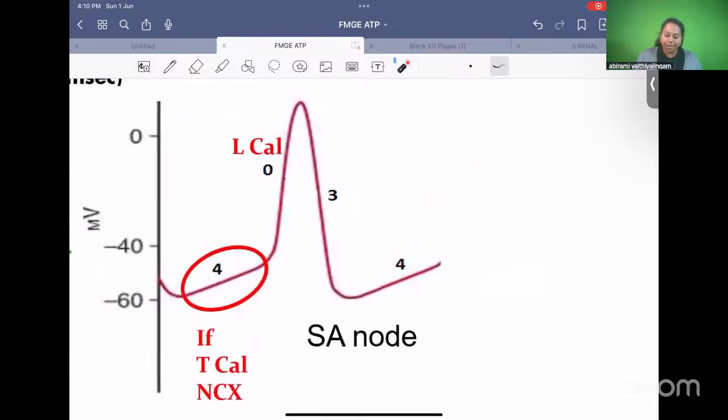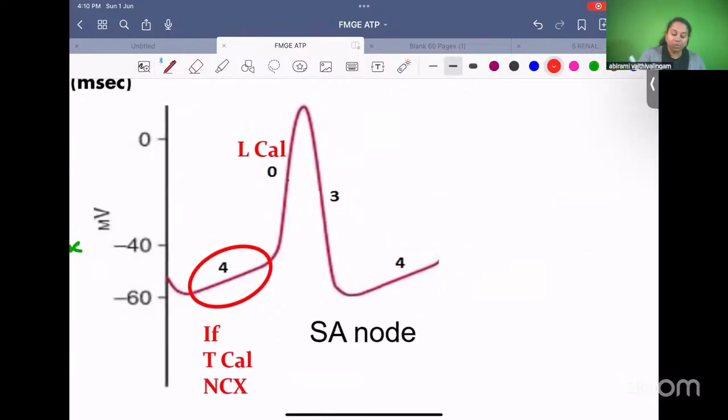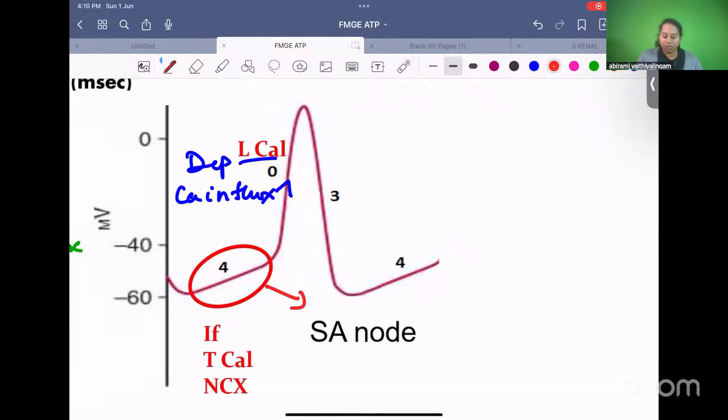Over to SA node action potential. What is so special here? Depolarizations are due to calcium influx. I already told you this. One exception where depolarization is due to calcium influx is the SA node, not due to sodium but due to calcium because of L type of calcium channels. The other difference is that this slopey phase, this phase 4 is called as pacemaker potential.